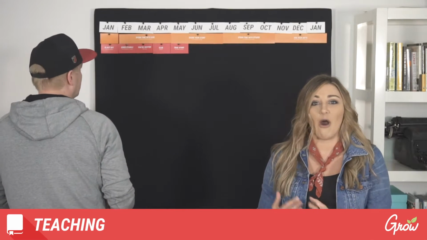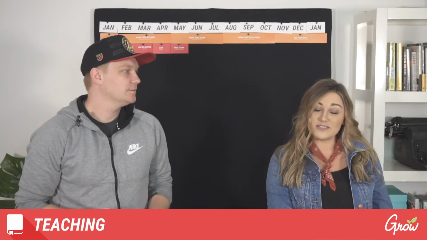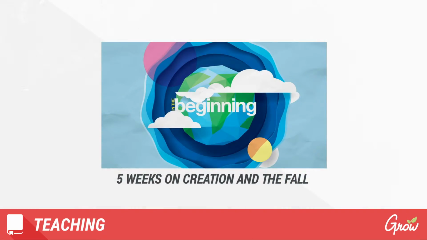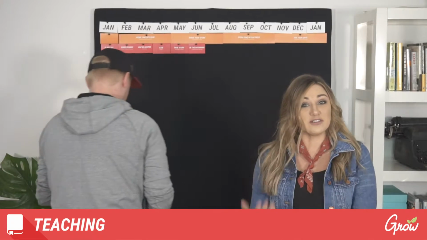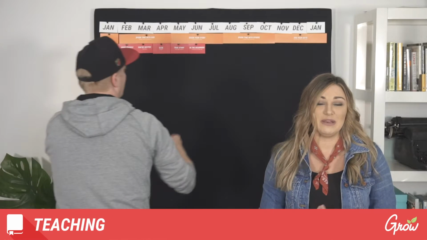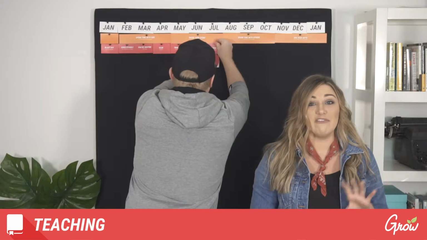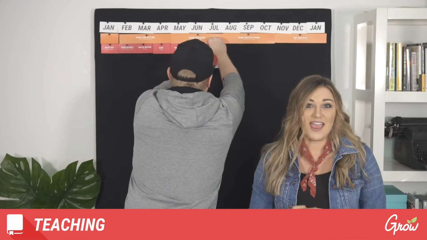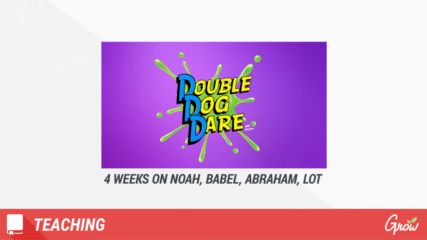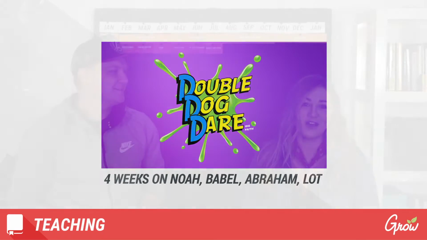And since May is always the end of our time in the New Testament, after that we're going to flip over to the Old Testament and stay there for the next 6 months. So in June, we'll start at the very beginning with creation and the fall in a series called In the Beginning. Then in July, we'll continue on in the Old Testament with the stories of Noah, the Tower of Babel, Abraham, and Lot. And since these stories from Genesis all have a lot to do with obeying God, even when God's command seemed a little bit risky, we're calling this series Double Dog Dare.